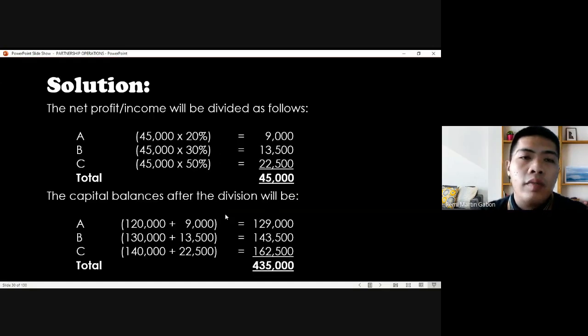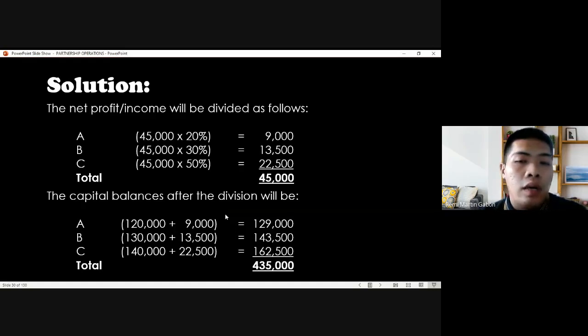So the distribution of income based on the percentages that we have arrived at: 45,000 times 20%, we have 9,000 for A. Then 45,000 times 30%, we have 13,500 for B. And the excess of 22,500, which is 50% of the 45,000, we can have it for C. So a total of 45,000. Okay, then the capital balances after the distribution: A, we have 129,000.